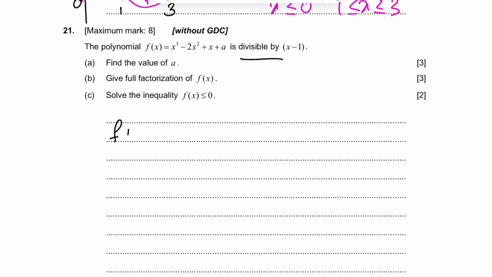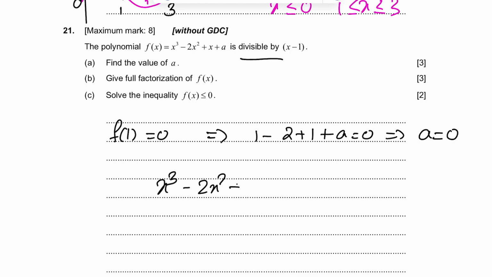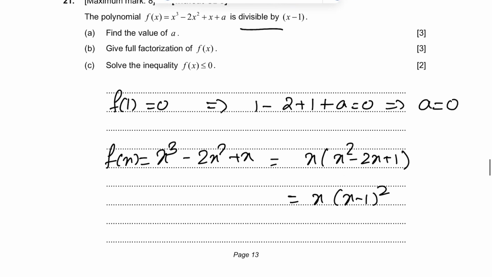Divisible by x minus 1 means f of 1 should be equal to 0. So it becomes 1 minus 2 plus 1 plus a equals 0. It implies a equals 0. Factorize it out. So it becomes x cube minus 2x square plus x. This is f of x. So that becomes x common, x square minus 2x plus 1. So it becomes x times (x minus 1) whole square.